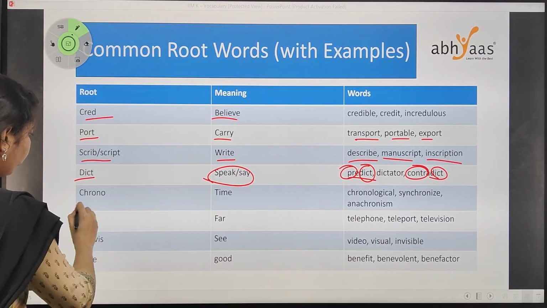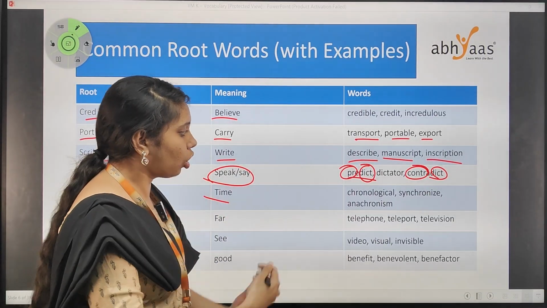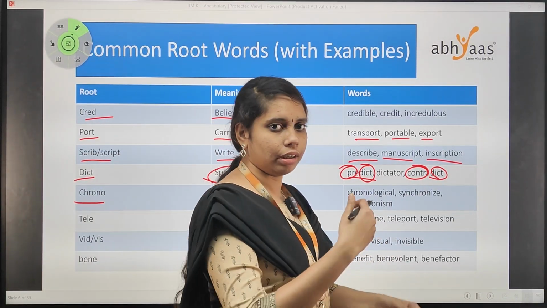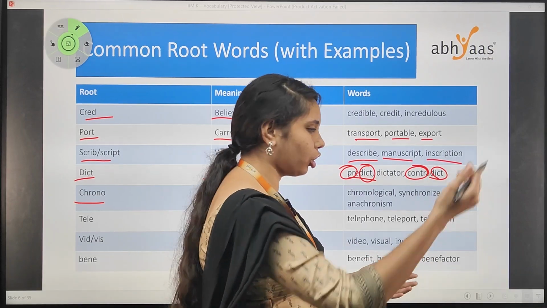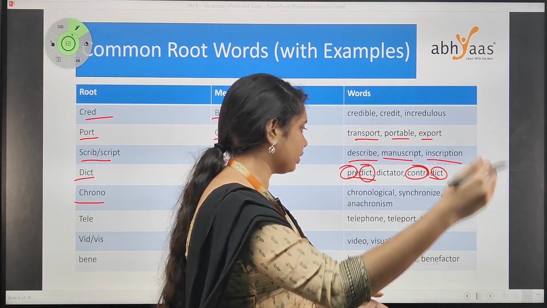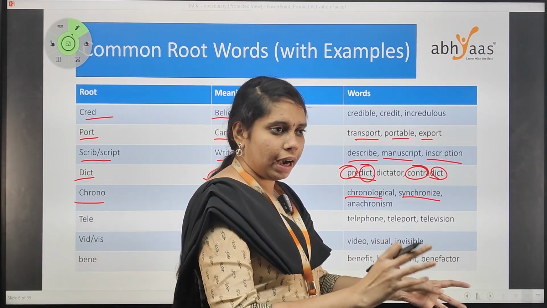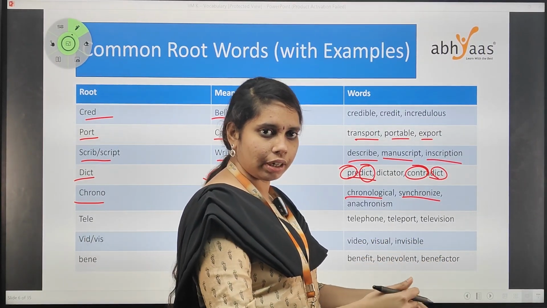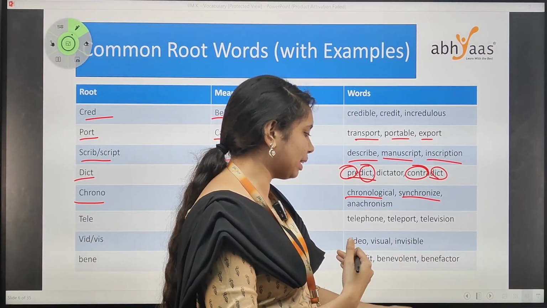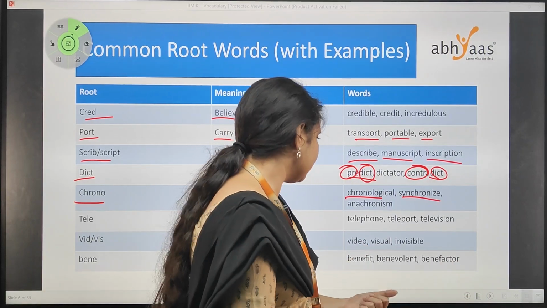Then we have chrono. Chrono is your time. Chronological order, like in history you might have come across this word, chronological order of kings, one after the other. Synchronize is when both of the parties are in the same movements. Okay, like I have to synchronize my steps with you, maybe in dance, right?